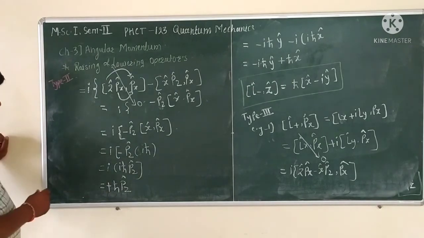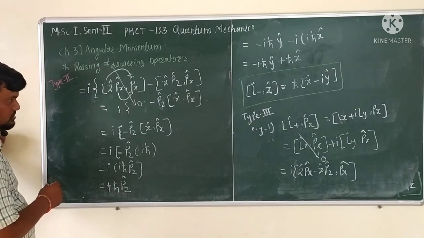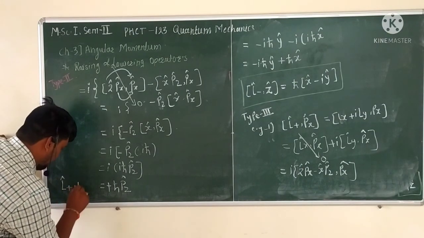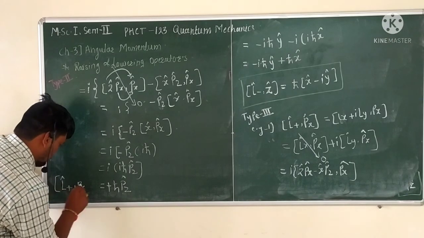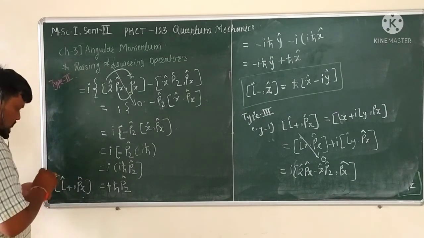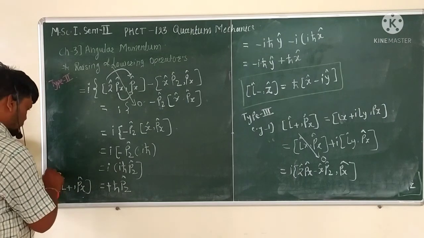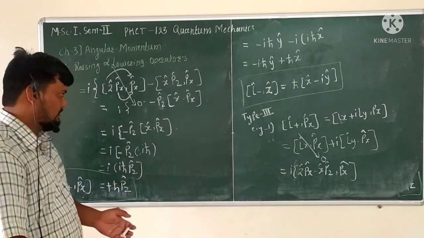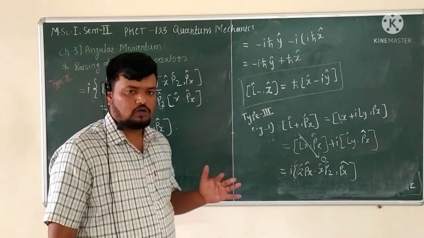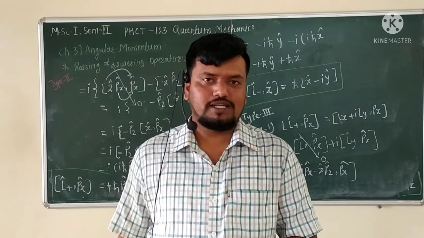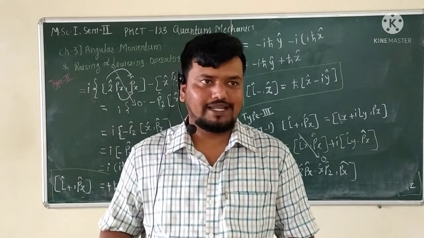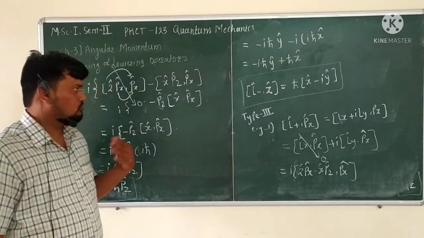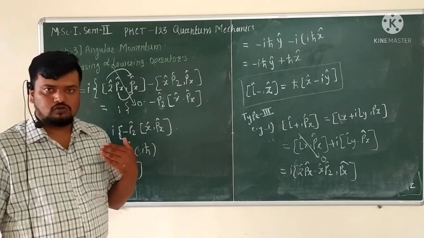So the final result of the commutator bracket of L plus cap with Px is in front of you: i plus ħ Pz cap. Now we want to solve our next example, that is L plus cap comma Py cap, and what the relation between them is, we will solve in the next lecture. Thank you.